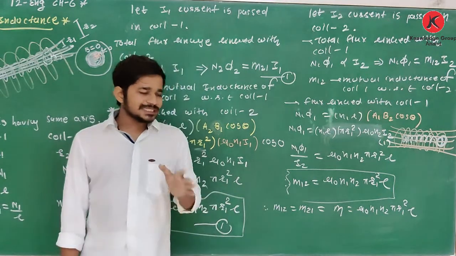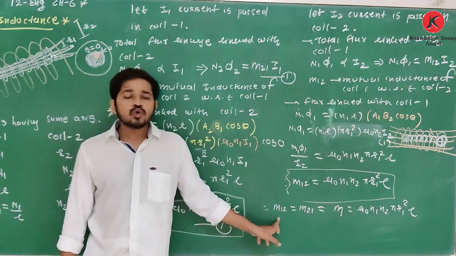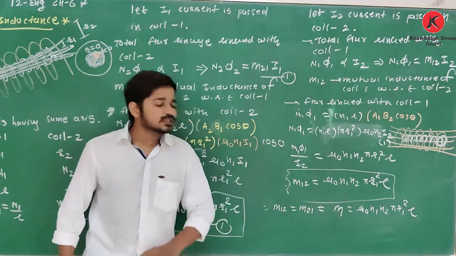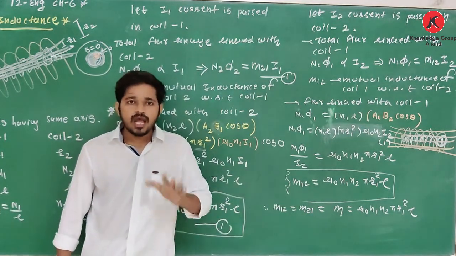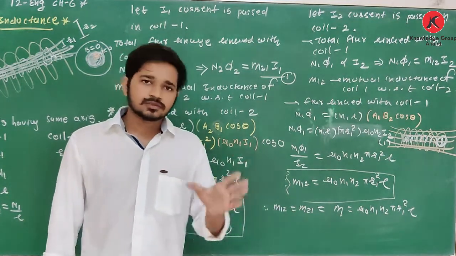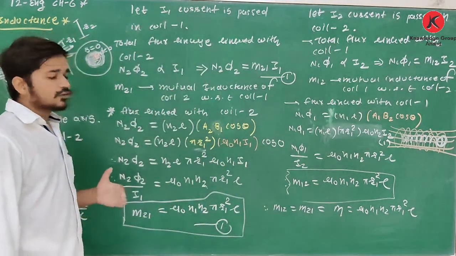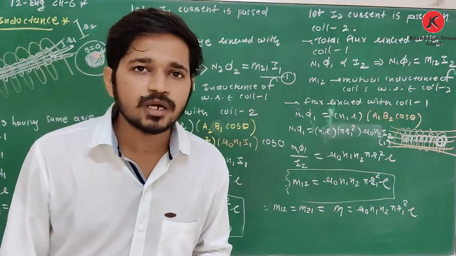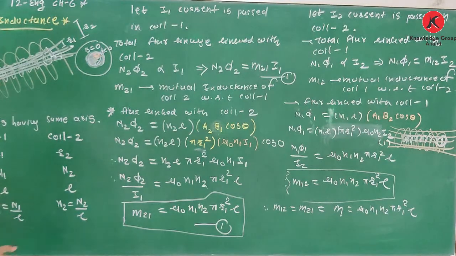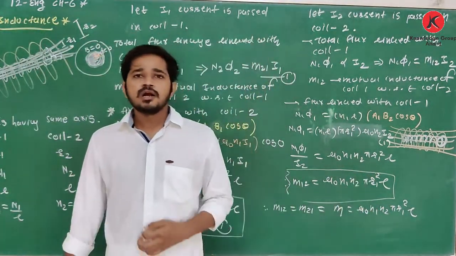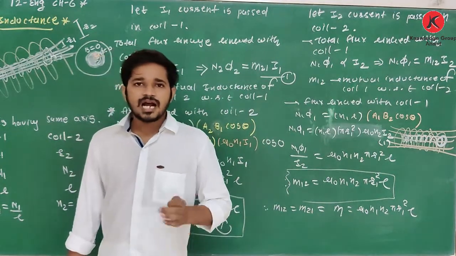Yes, your question is like this: for two coils, prove that M12 is equal to M21 is equal to M. You have to prove this equation. The mutual inductance of coil 1 with respect to 2 and of coil 2 with respect to 1 is the same. Clear about this? So yes, it is one equation that you have to prove. Now, how to find mutual EMF?